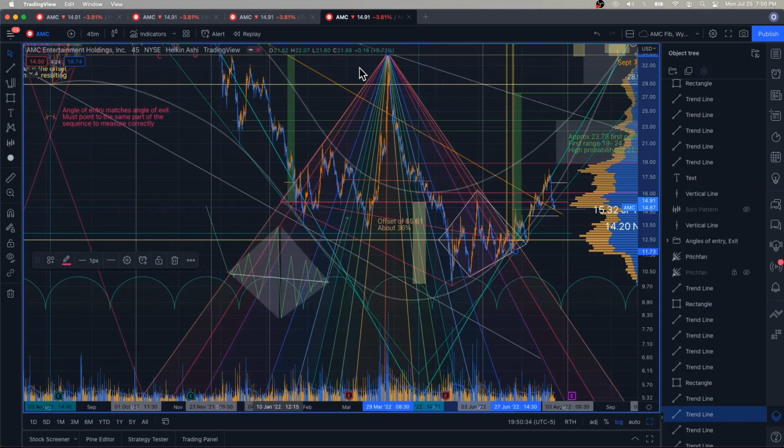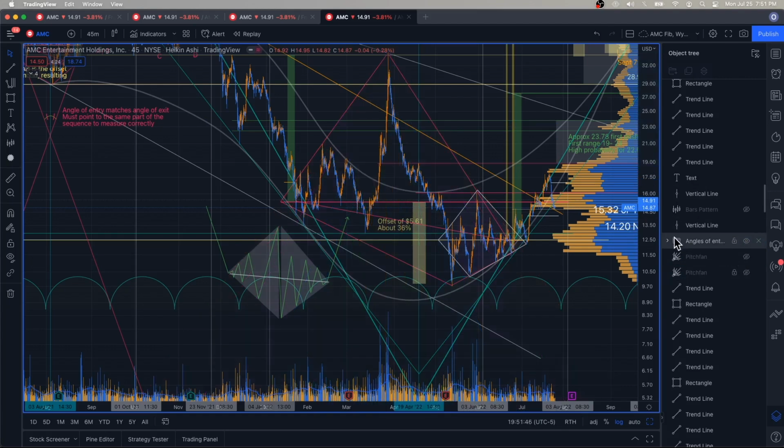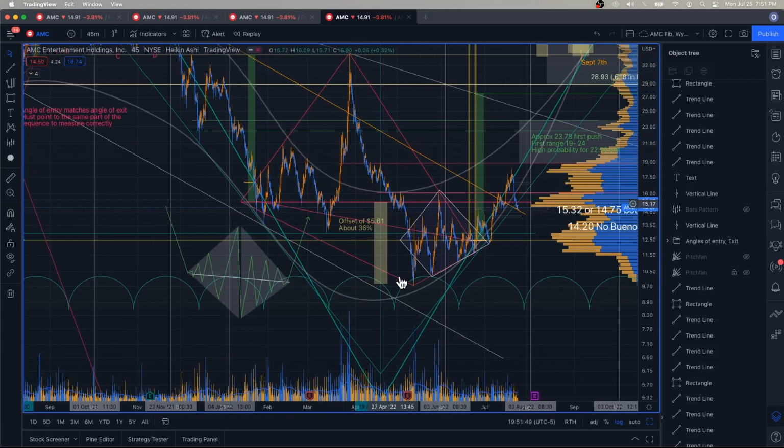If you drop a vertical from the top here, you can see that this fractal sequencing right here matches this sequencing right here almost perfectly in terms of coming out of this diamond. So we would not be on this trajectory upward unless we had already broken it. The pitch fan kind of verifies to me that it's probably already broken and that now we just need to figure out what the offset is.